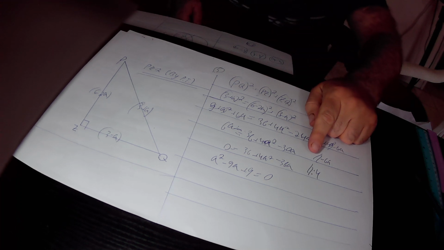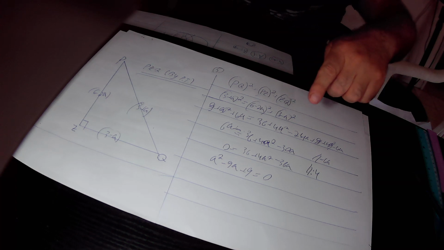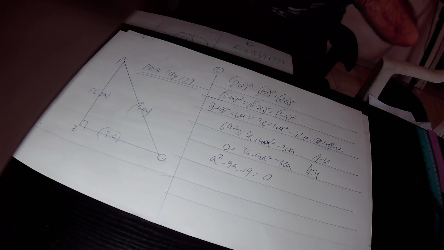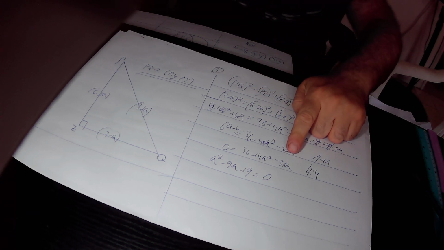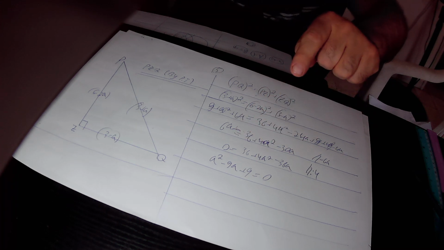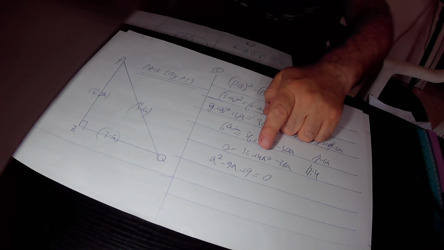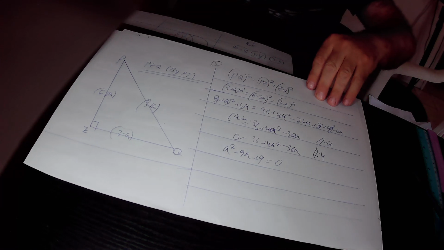Here we divided this equation by 4, and finally found out that 4a squared over 4 is a squared, and we have here minus 36a over 4 is minus 9a, and 36 over 4 is 9. So in conclusion, we found out that a squared minus 9a plus 9 equals 0. This is a quadratic equation.